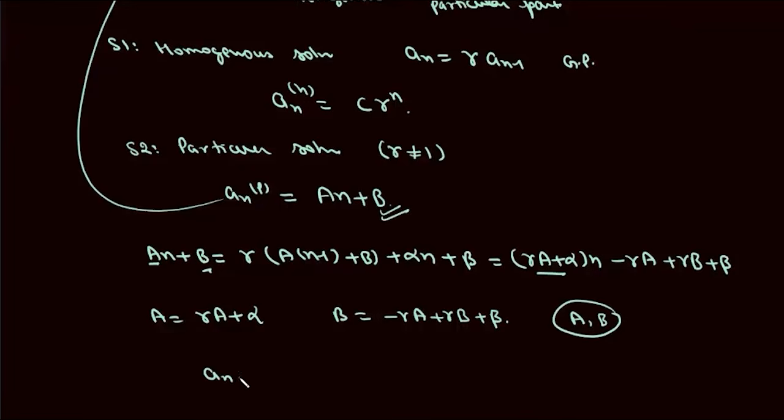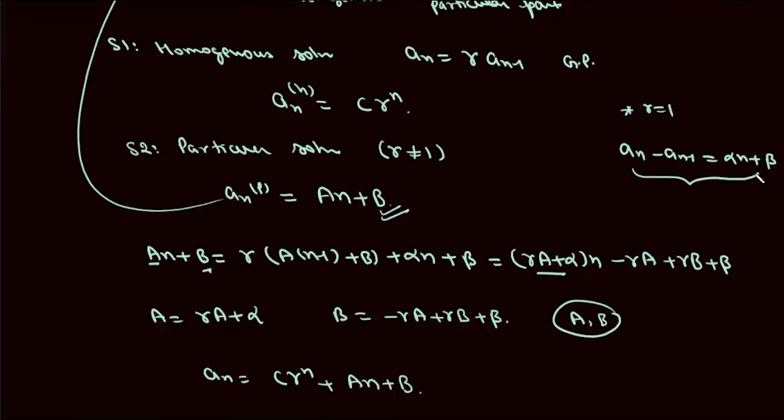So we can simply write this an as c r to the power n plus an plus b. And if the value of r is 1, then we'll simply have this as an minus a(n minus 1) equals alpha n plus beta, and we can solve this question using method of difference. So how do we apply this method?